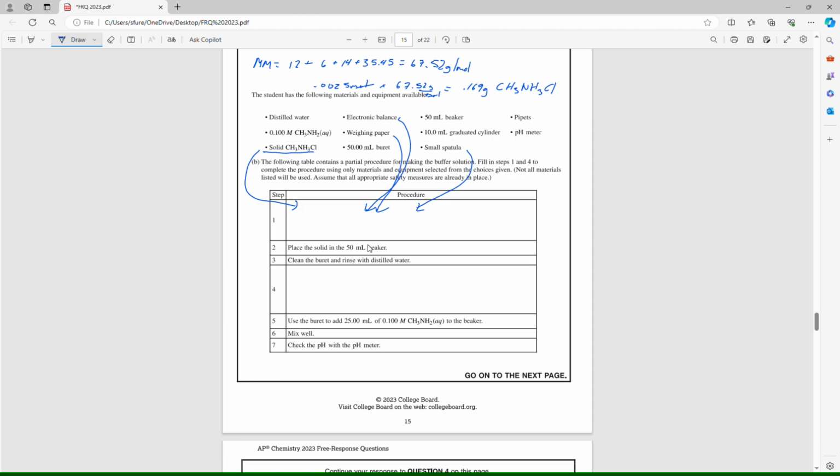All right, step 3, clean the burette and rinse with distilled water. Part 4 is blank. Part 5, use the burette to add 25 milliliters of 0.1 molar CH3NH2.